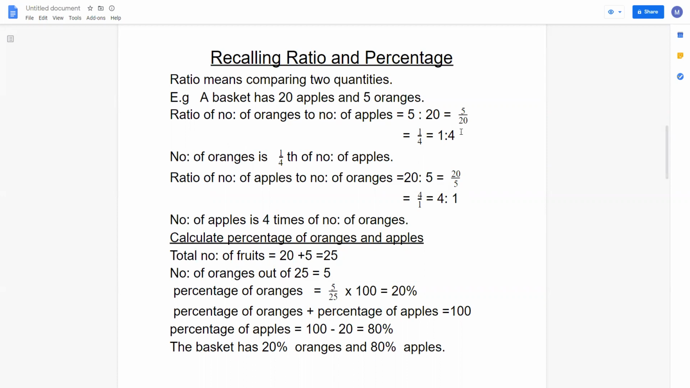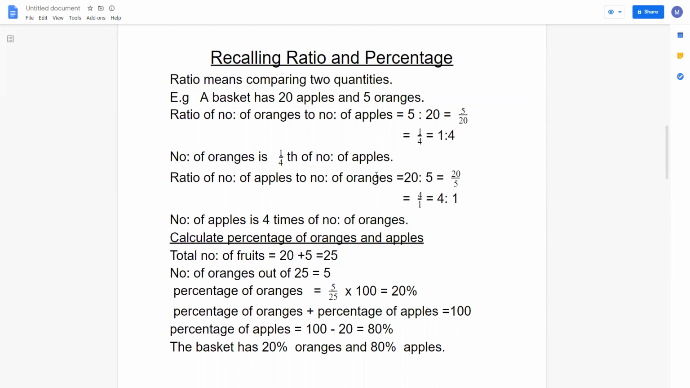If you write in fractional form, you will get 5 upon 20. 5 can be cancelled. So the reduced form of the fraction is 1 upon 4. 1 upon 4 in fractional form, or in is to form we can write it as 1 is to 4. So we can say that the number of oranges is 1/4 of the number of apples.